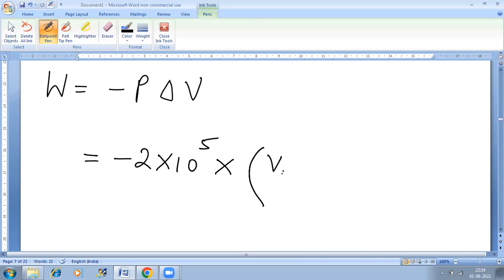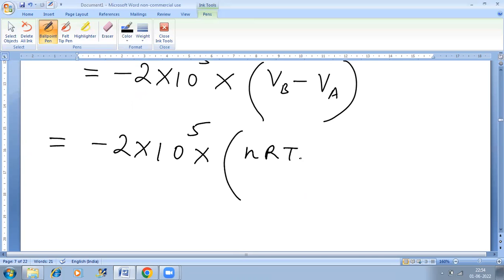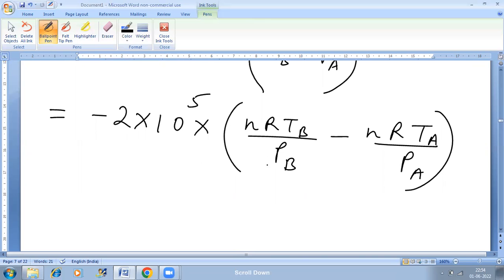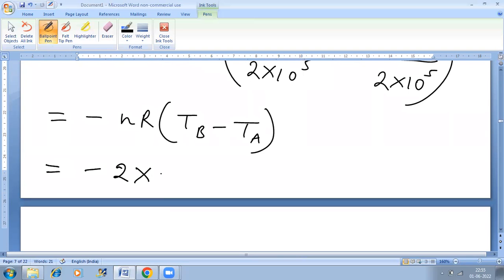Delta V is V2 minus V1, which means it is VB minus VA. Now, what is VB? Using the ideal gas equation, I can say that VB is equal to nRTB upon PB. And similarly, I can write VA in this manner. But we saw that PA is same as PB, and that is 2 into 10 raised to 5, because A to B is isobaric. On solving this, I can say nR comes out, and this becomes TB minus TA. Number of moles is 2. Let's keep R as it is because the answers also are in terms of R.